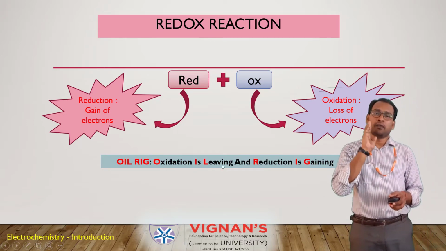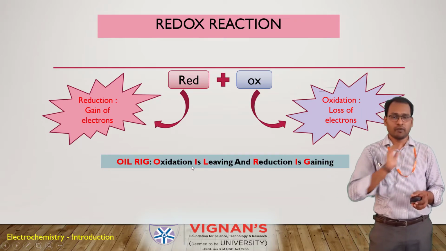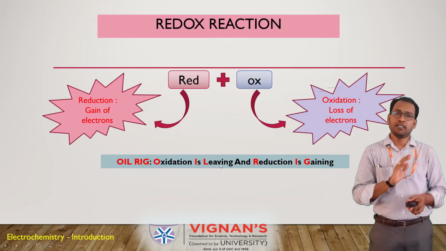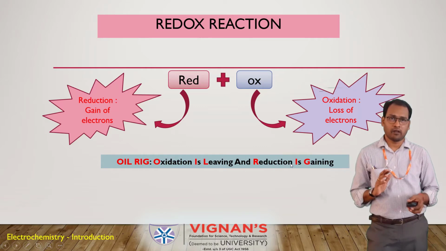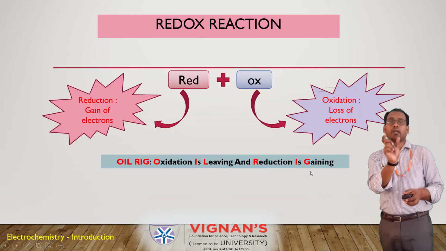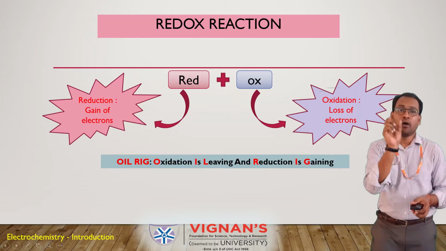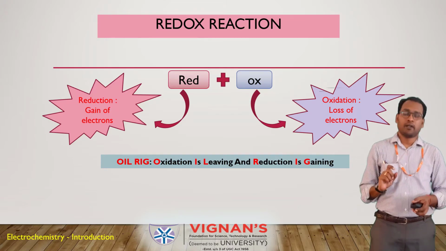So OIL means oxidation is loss of electrons, and RIG, R-I-G: R stands for reduction, I is for is, and G is for gain of electrons. So if you remember this term OIL RIG, you can easily remember what is oxidation and what is reduction.